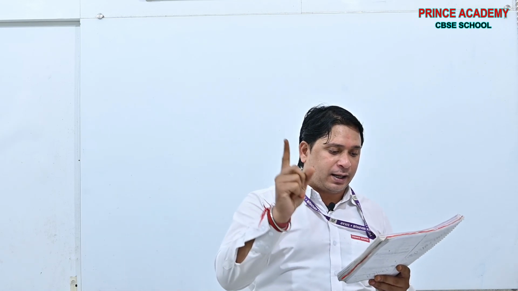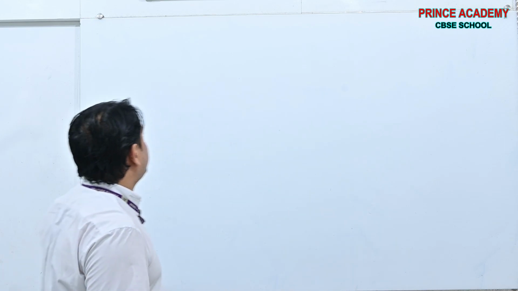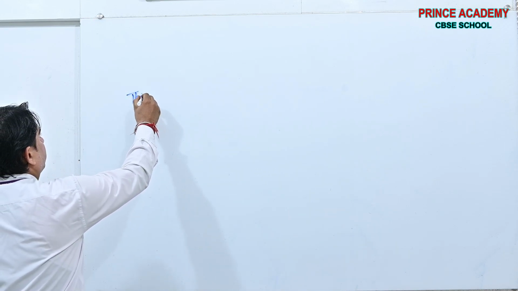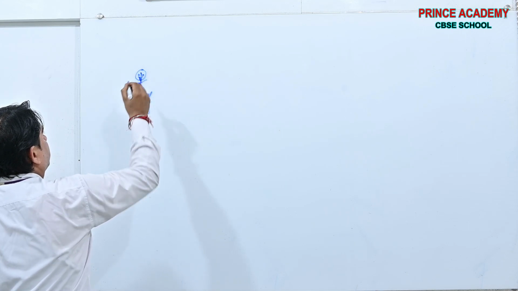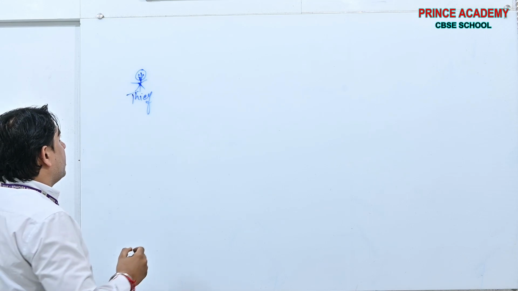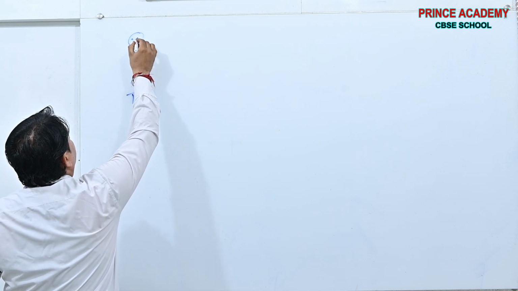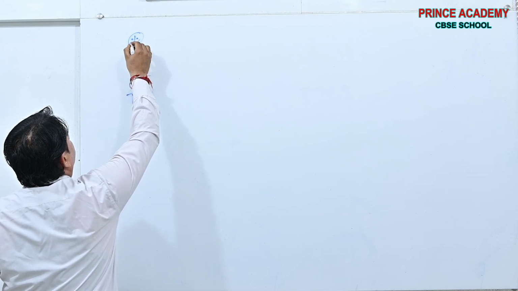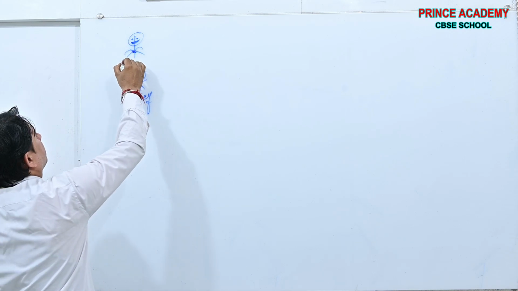A thief after committing a theft runs at a speed of 50 meters per minute. See beta, here is a thief. Suppose this is the thief person. He is a dishonest kind of person. He thefts here. And here one policeman is also there. This is the policeman.